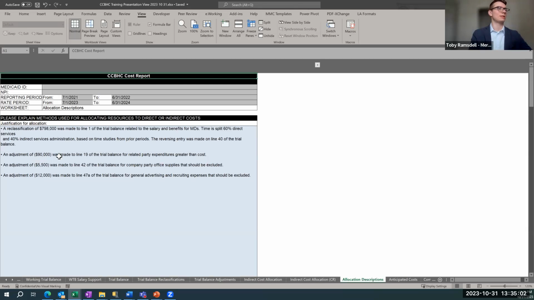Okay, and I've made allocations for these expenses or for these adjustments as well. So you can see I've documented the related party expenses. I've documented the office company supply expense, and I've documented general advertising and recruiting expenses that should be excluded. So providing a really solid description and an account of the amount that has been excluded or adjusted out is a great way both for yourself and for the state and its reviewers to understand exactly what transactions underlying the cost report need to be adjusted.